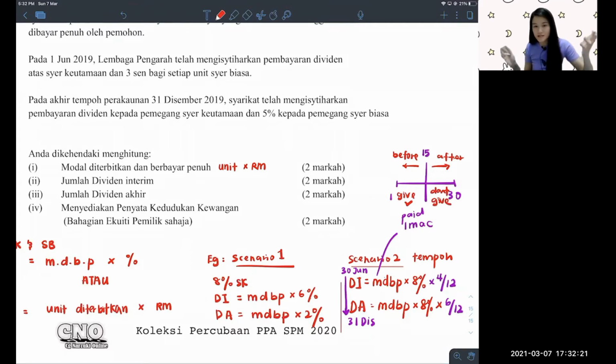So maybe you guys will ask me this question again. What if it's 15, teacher? Can lah, 15 is the center, give lor. But after 15, 16 until 30, don't give already. We will start counting from the next month. So this is how you calculate for your dividend, okay?